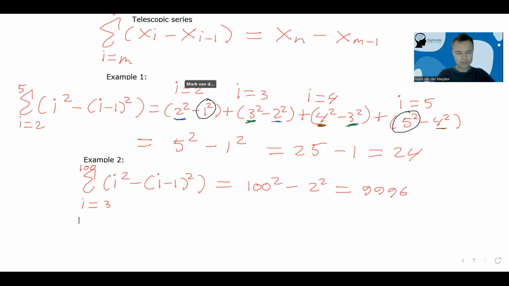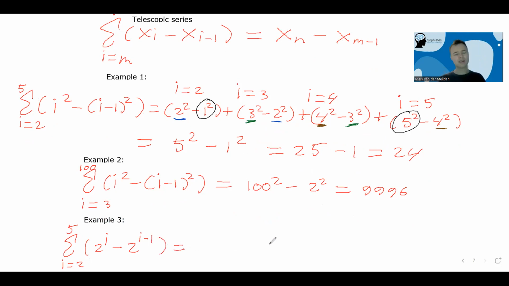Okay. Here's a third example, so that you also see a different sort of function. i is 2, and here we will put a 5, and we get 2 with the power of i minus 2 with the power of i minus 1. Again, you can submit your answer.